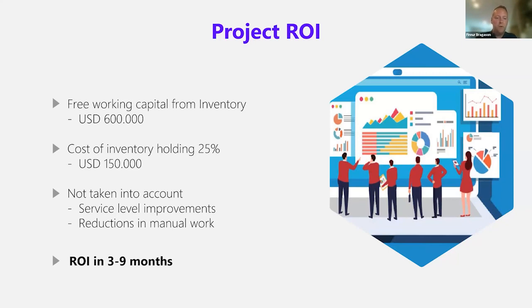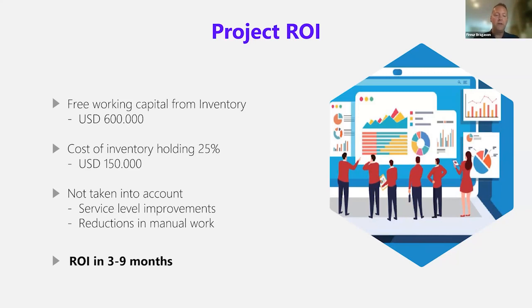Now, of course, this is just raw numbers that we're calculating on inventory reduction. Here we are not taking into account potential service level improvements, because if you have incorrect stock levels, we have too high stock on some items and too low stock on other items. So we're creating that balance in the inventory, so we can see that at the same time as we reduce stock levels, we can increase service level.